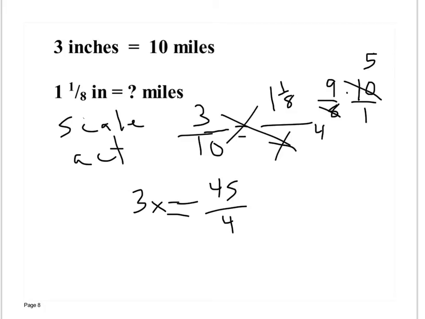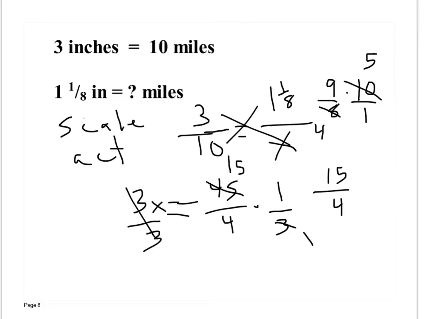Same thing as 90 over 8, you reduce by 2. Then we need to divide both sides by 3. Dividing by 3 is the same thing as timesing by a third. So then I can take 3 out of 3 and get 1, 3 out of 45 and get 15. So my answer is 15 over 4, which reduces to 3 3/4 miles.